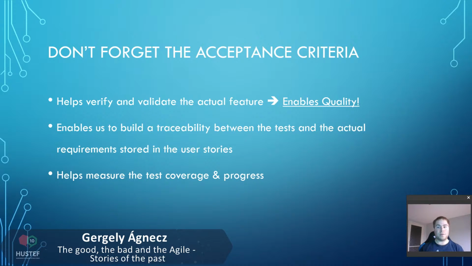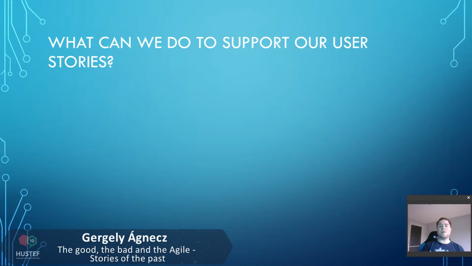These are very helpful because we can use these acceptance criteria to identify the main test scenarios and the main business characteristics to check. And by that, of course, we can measure the test coverage and the test progress. Because if we have acceptance criteria, we can build a set of tests and see how far we are progressing, and we can link them to the user stories, as I mentioned, to see what the test coverage is. So acceptance criteria, as you can see, is very, very important. What we can do to support the user stories.